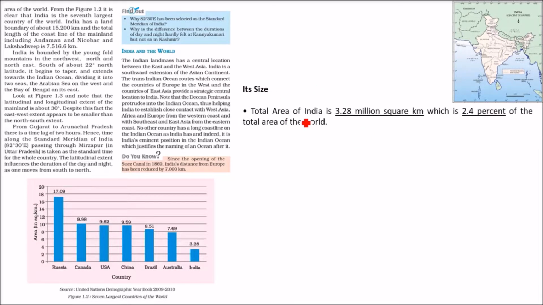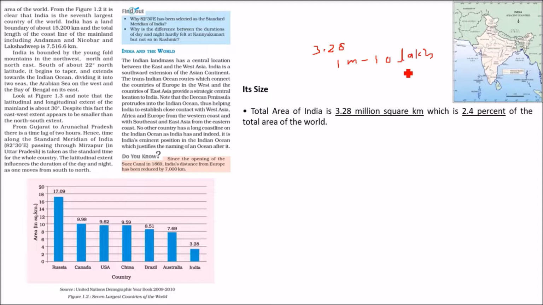What is the size of India? The total area of India is 3.28 million square kilometer. Area is always in square kilometer. So 3.28 million, where 1 million is 10 lakh. So we have 3.28 million square kilometer of area.